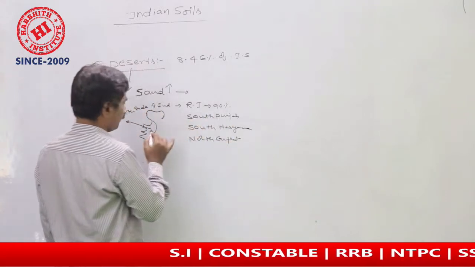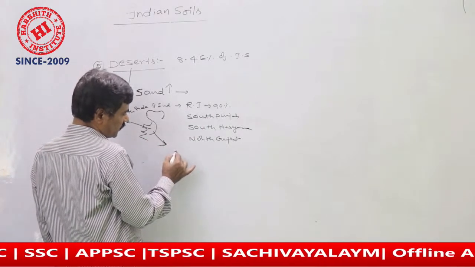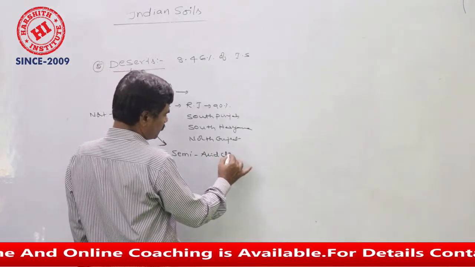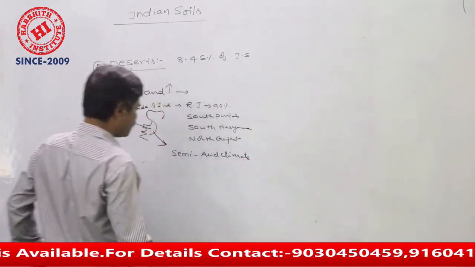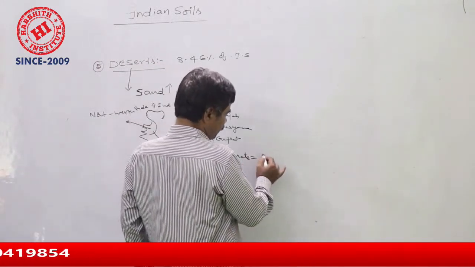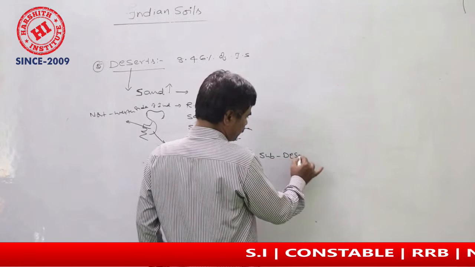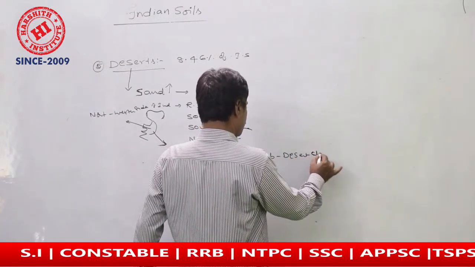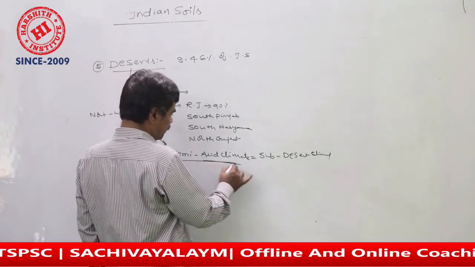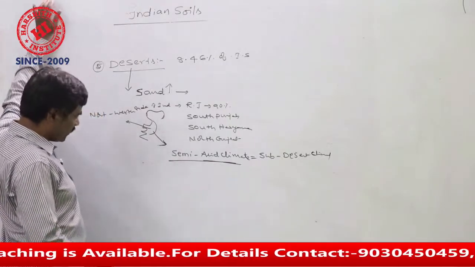This region is under the arid and semi-arid climate system. Semi-arid means nearly a sub-desert climate system, which is also called sub-desert climate. Like this, the desert climate system has some regions in different states as well.